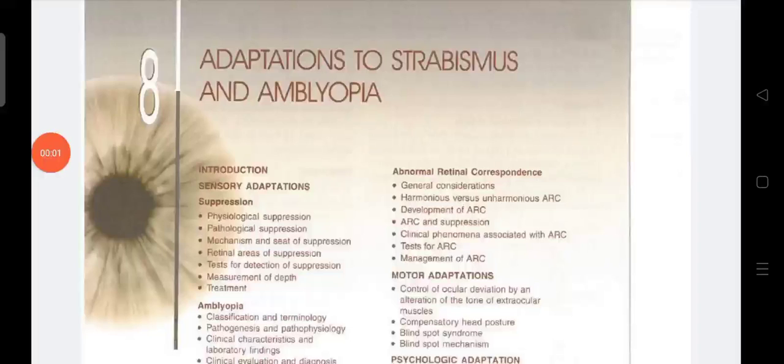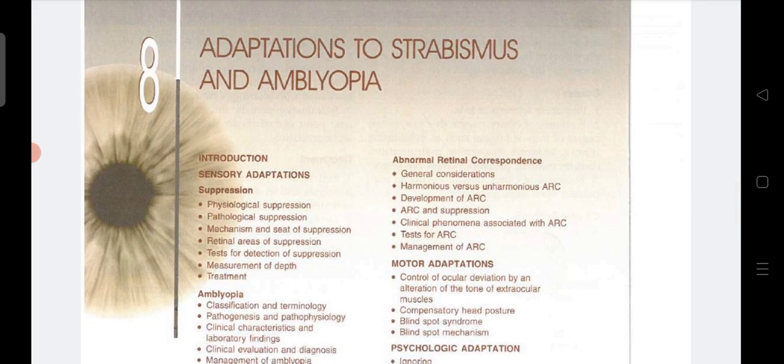What happens when there is disruption in binocular single vision? We will see double, right? To avoid double vision, our eyes will try to do each and everything. So this is basically called sensory adaptations. The sensory adjustments done by our eyes to avoid double vision are called sensory adaptations.